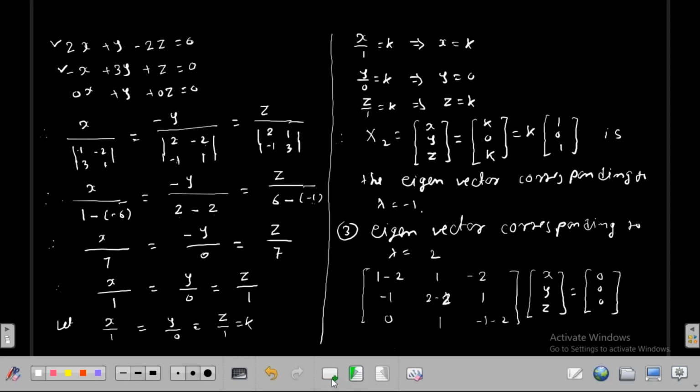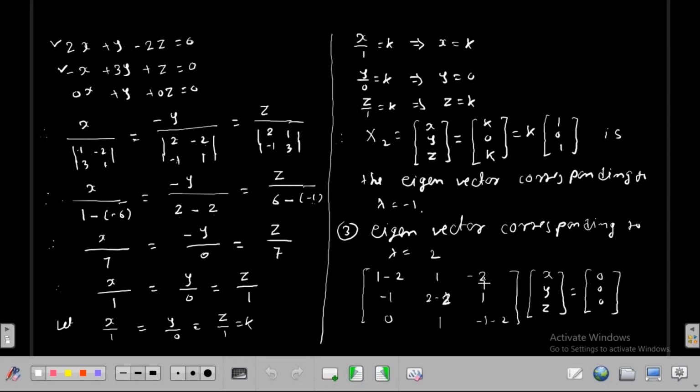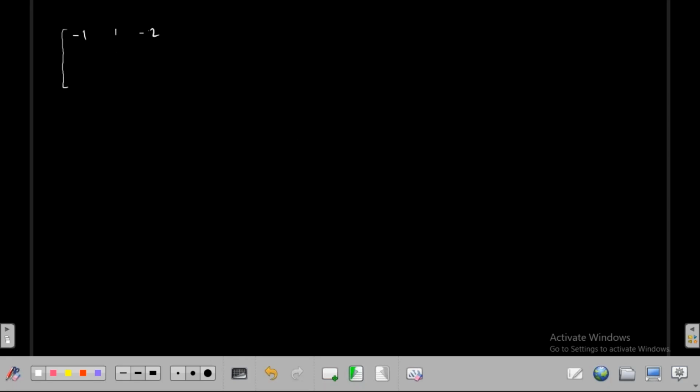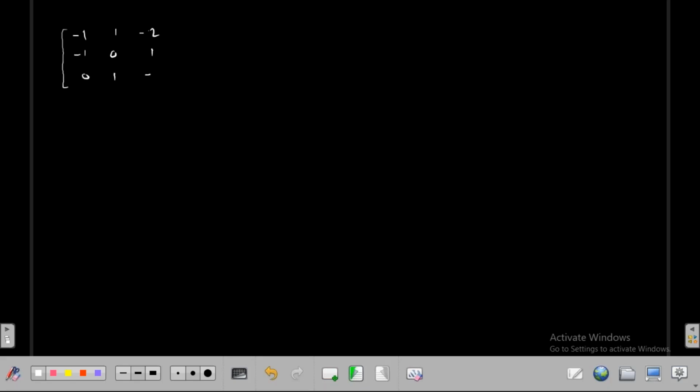Now simplify this. So we get in matrix, 1 minus 2 is minus 1, so it is 1 and minus 2, 1 and minus 2. In second row, minus 1, 0 here, 2 minus 2 is 0 and this 1. In third row, 0, 1, minus 1 minus 2 is minus 3, so 0, 1, minus 3. The second matrix is the unknown variable matrix x, y, z equal to 0, 0 and 0. Now make the equations for this.